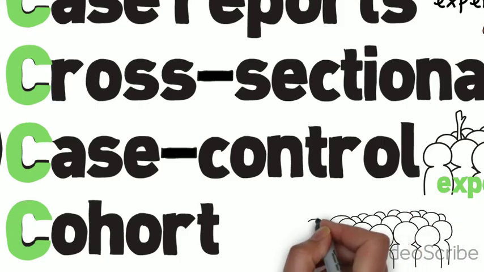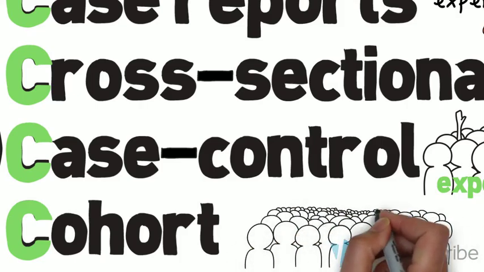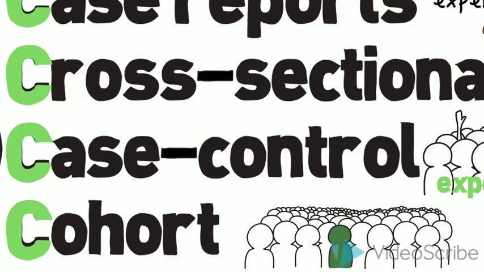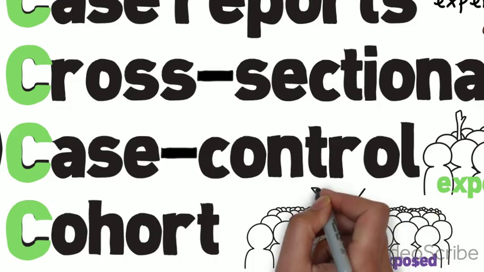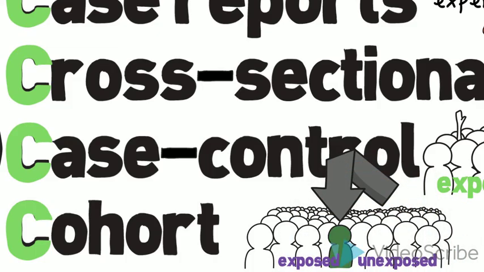Cohort studies are controlled studies that follow a group of people over a period of time. People exposed to a risk factor are compared to people who are unexposed, and then you wait to see if exposed people have a higher rate of disease.